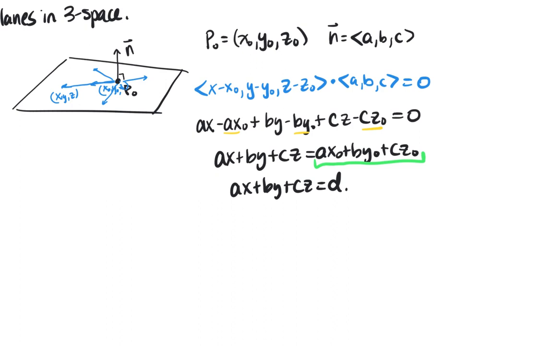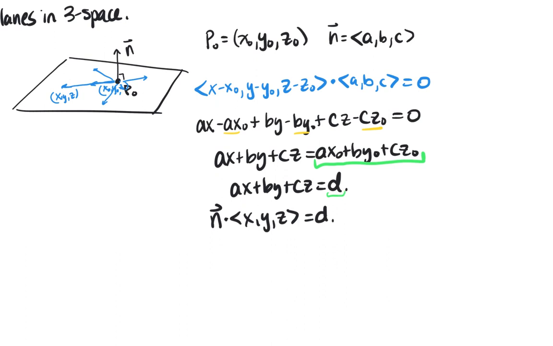And another way you can write this is as the normal vector dot with XYZ equals D, some constant D. And the way you could find that D, if you didn't know, is by doing AX naught plus BY naught plus CZ naught. That's going to give you what that D is equal to.